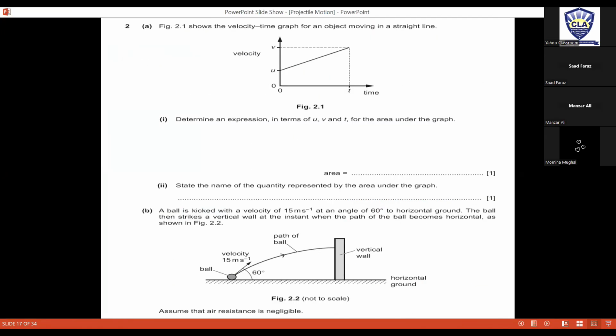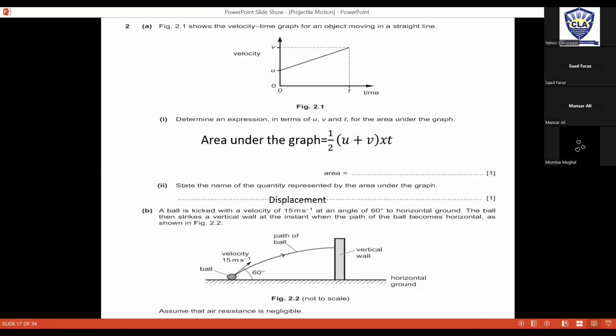It says that a velocity time graph is given to you. Initial velocity is u, final velocity is v, and t is your time taken for this change in velocity. You have to find the area under the graph, and if you observe, this area will be a trapezium. Half sum of parallel sides into height. u plus v is your parallel sides, and t is the height of this trapezium. What does this represent? It represents the distance covered by the object or the displacement.